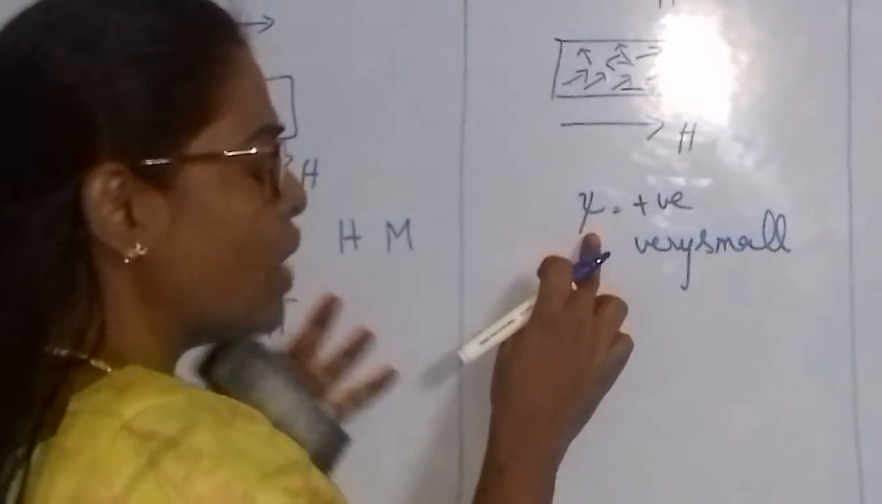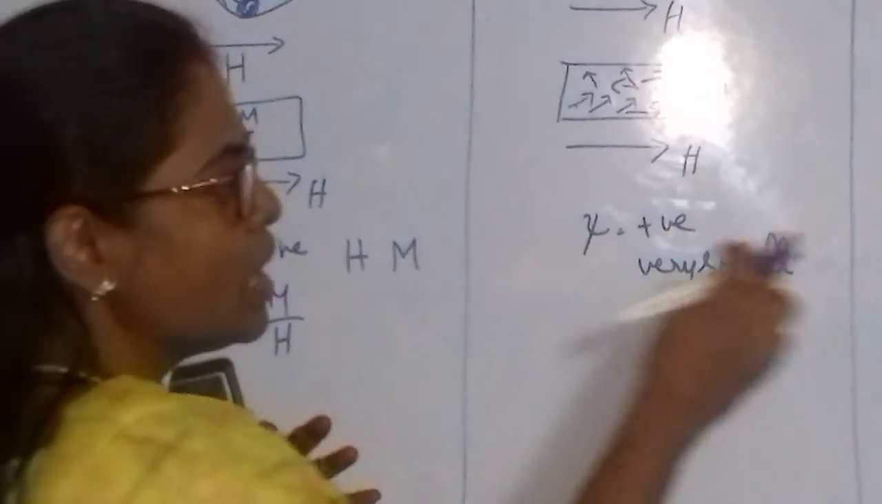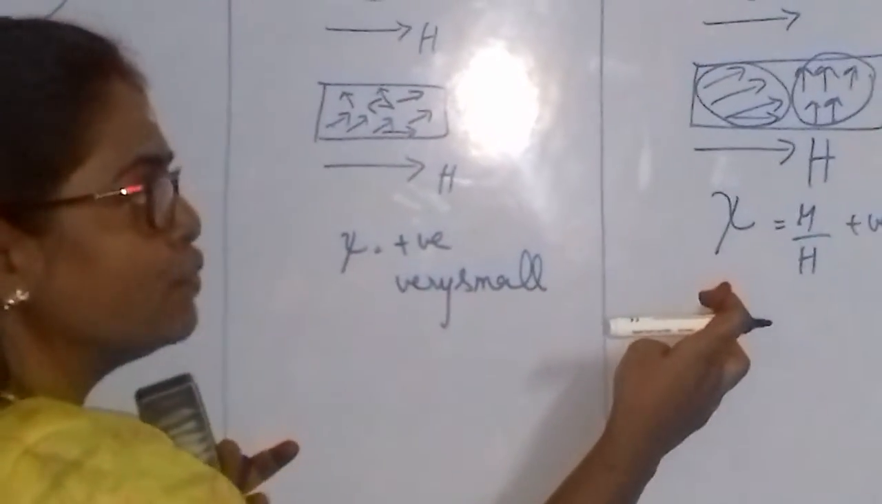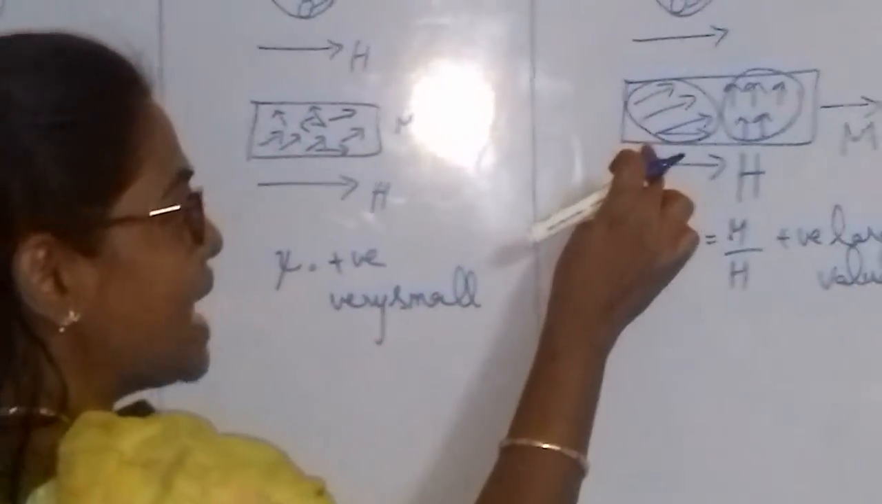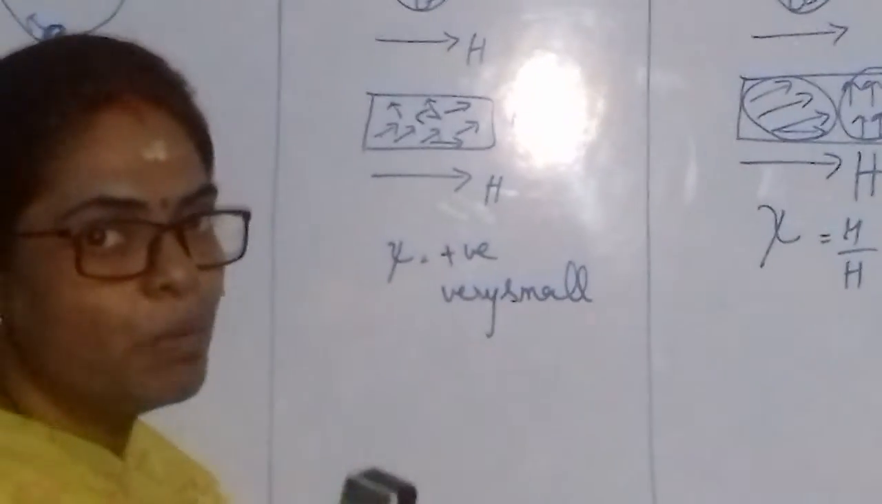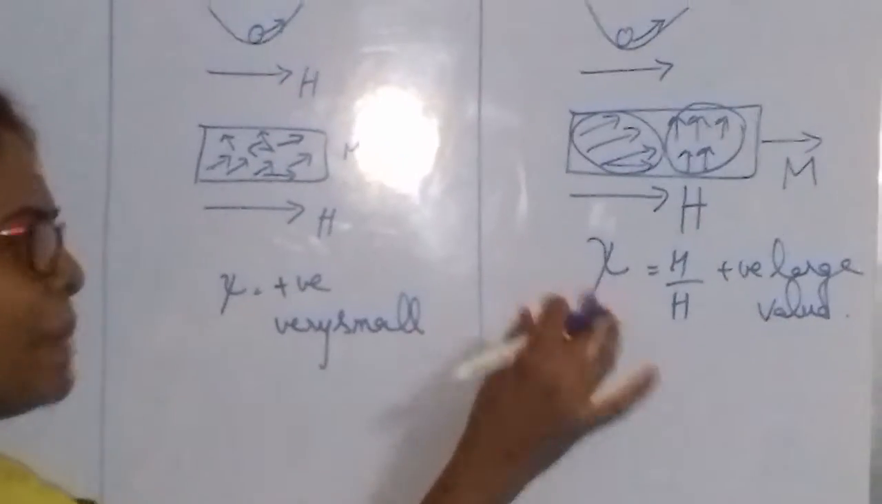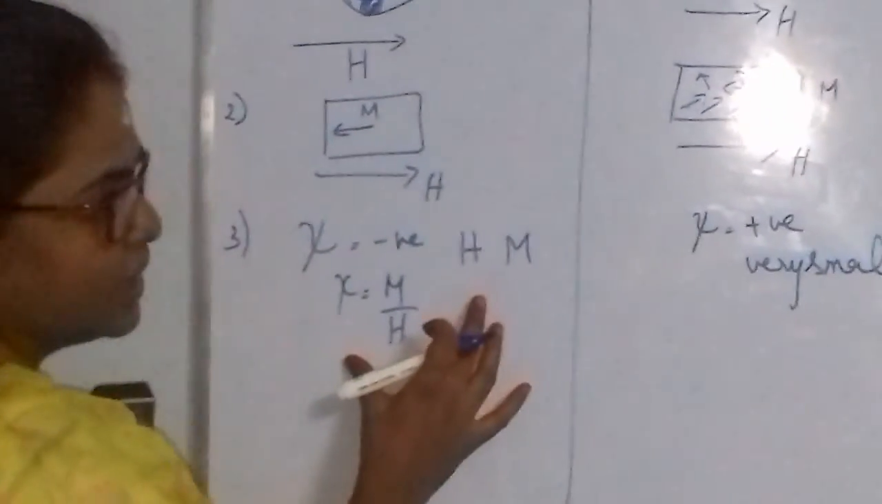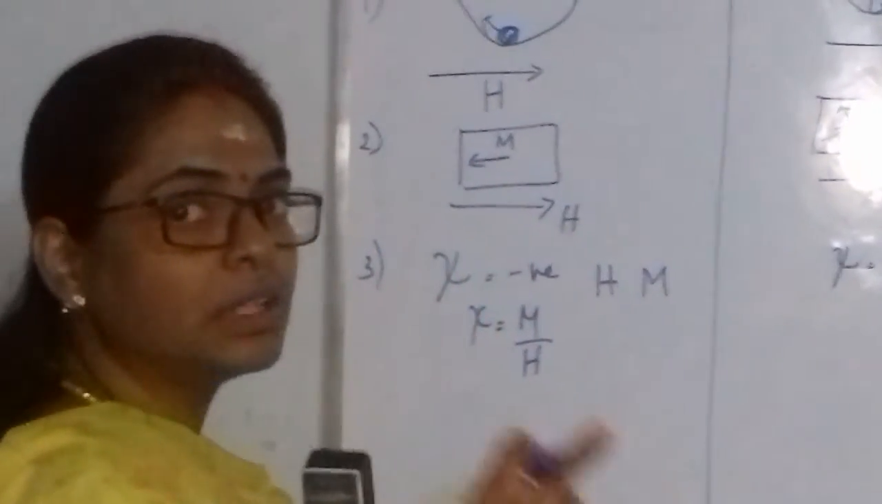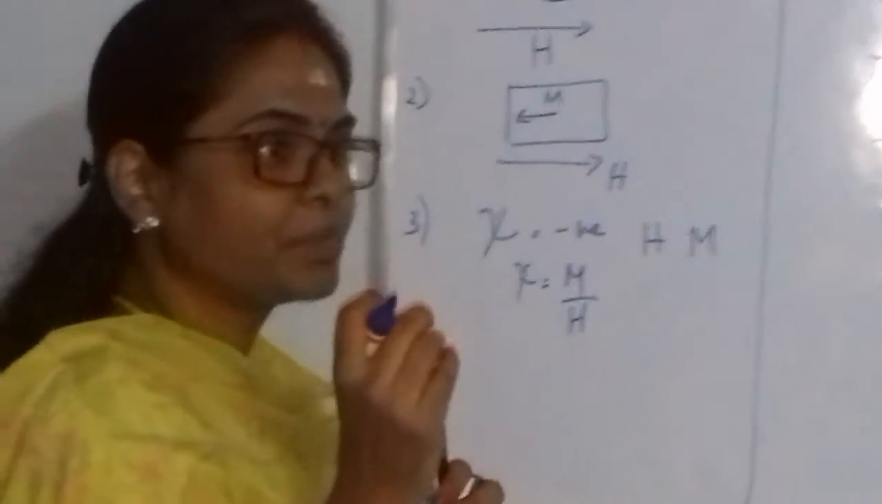Here we have to apply more magnetic field, but here, even before applying the magnetic field, it has a magnetic moment. So this is a very good magnetic material. This is a non-magnetic material. So this is the reason for the material to be magnetic.